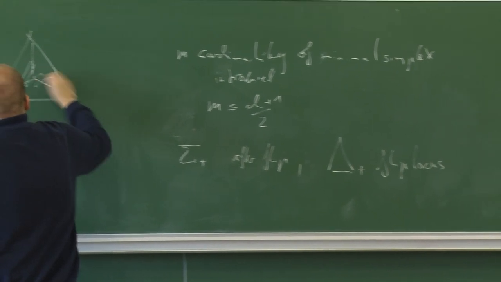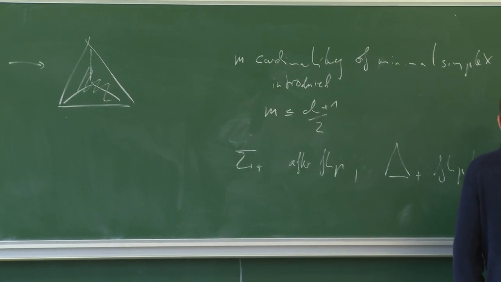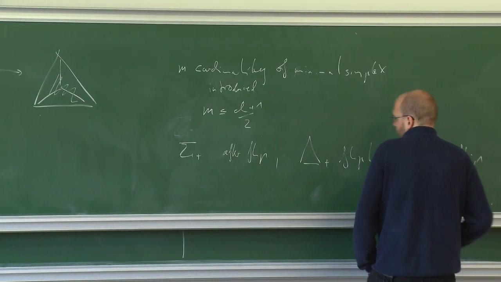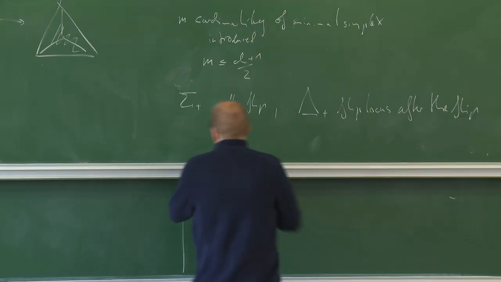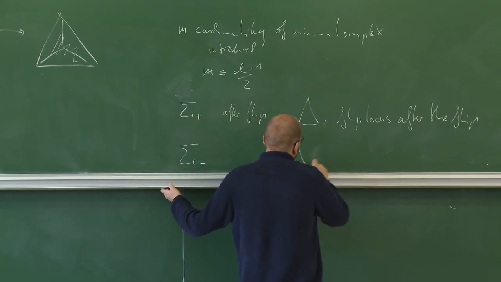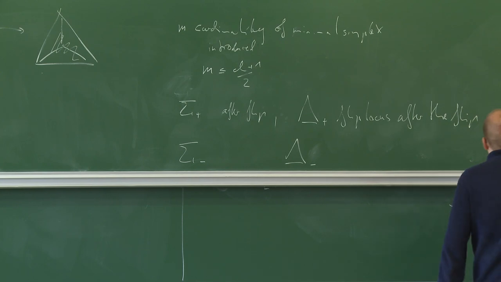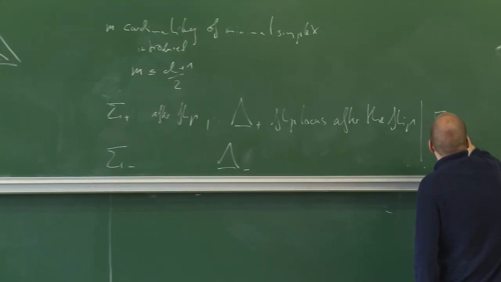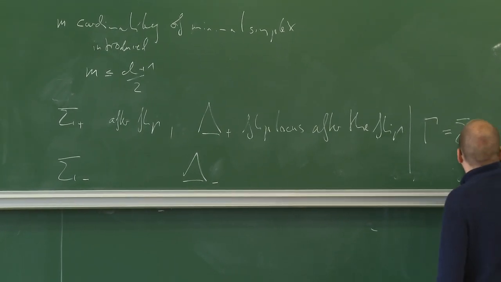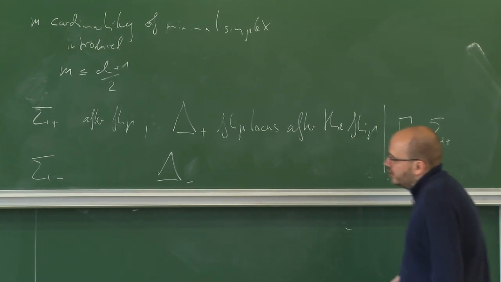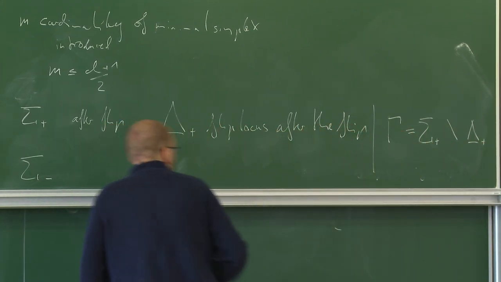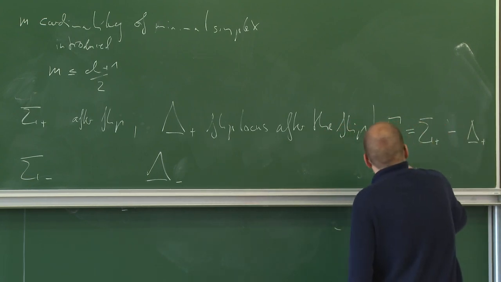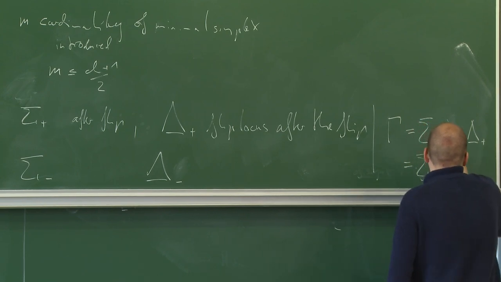So just this after the flip. All right, so just where the combinatorics changes, the d plus 1 vertices involved, and the simplex on them. Sigma minus analogously before the flip, delta minus before the flip, and then gamma will be sigma plus without the flip locus, right? So the complex on the remaining facets. And this is, of course, the same as sigma minus without the corresponding flip locus here.